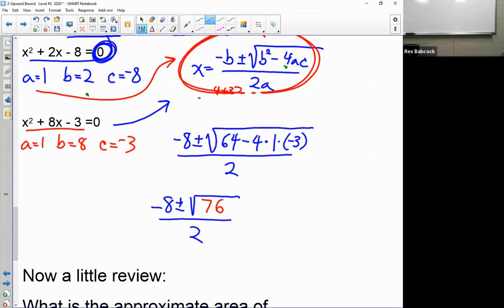$76. Do we agree on that? We agree on 76. 4 times 1 times 3 is a positive 12. 64 plus 12 is 76. And they would want you to reduce. I would take a 2 out of 2, which leaves me with a 1, which is in the denominator, wouldn't always write it. A 2 out of -8 is a -4.